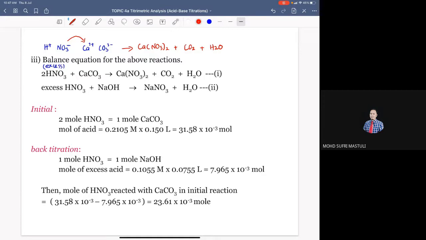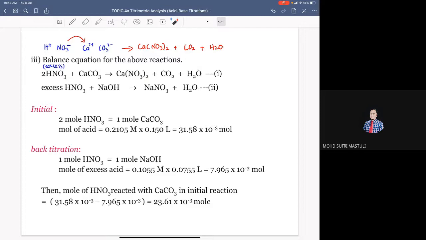Because the water is H2O, we need two hydrogen at the reactant side. This is why we multiplied by 2. So two hydrogen, NO3 is already 2, calcium okay, carbonate CO2. So another one oxygen in water. So this one is balanced.